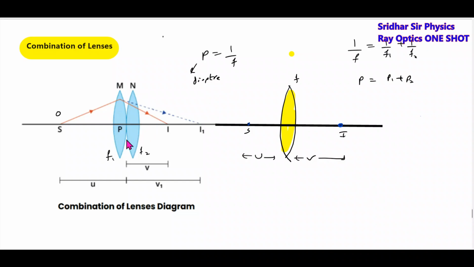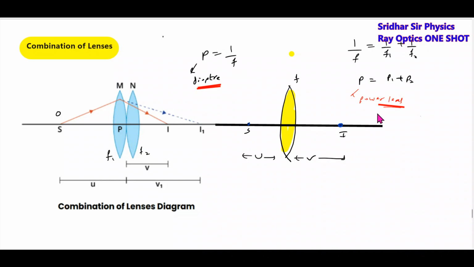I want to replace these two lenses by a single lens so that the position of the image will not change. At whatever position the image is formed, at the same position the image should be formed. So what is the equivalent focal length? 1 by f equals 1 by f1 plus 1 by f2. The reciprocal of focal length we call the power of the lens. And this is called the diopter. The unit for the power of a lens is diopter, not watt.